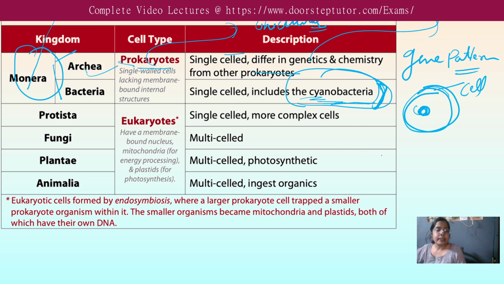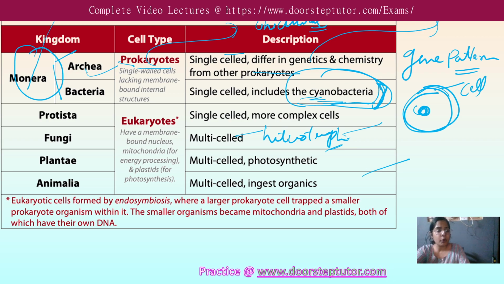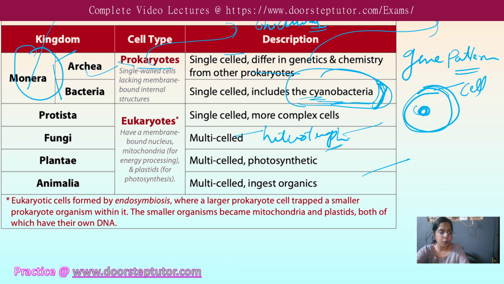Now protista, they are single celled and more complex. Fungi, multicellular, and they are heterotrophic. One thing is important here, the mode of nutrition of these kingdoms. So the kingdom fungi has heterotrophic nutrition. So they depend upon, let us say, more than one mode of food. Their dependence is there, so they depend upon more than one type of food, okay.